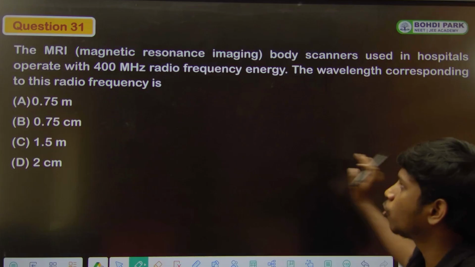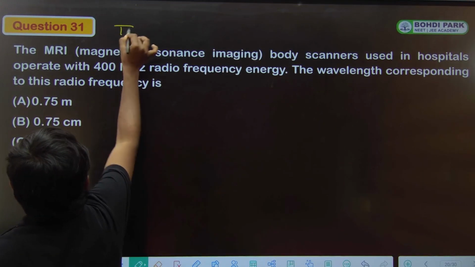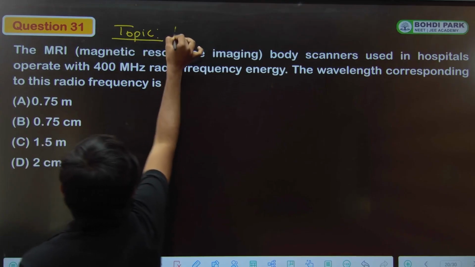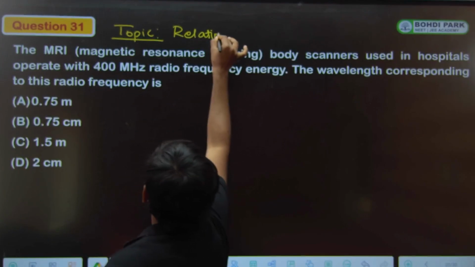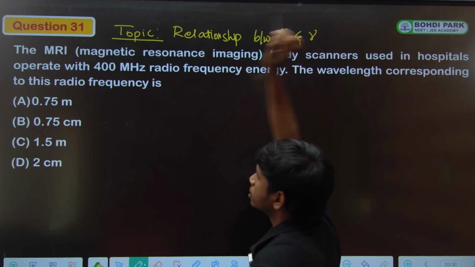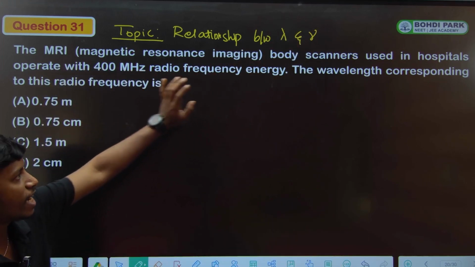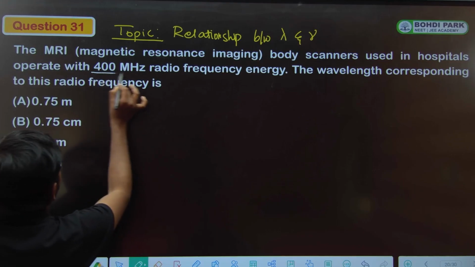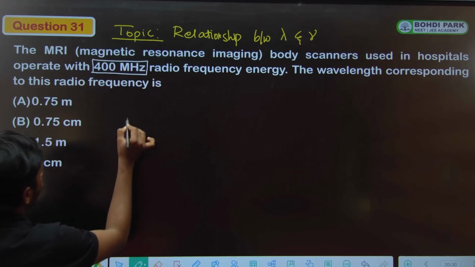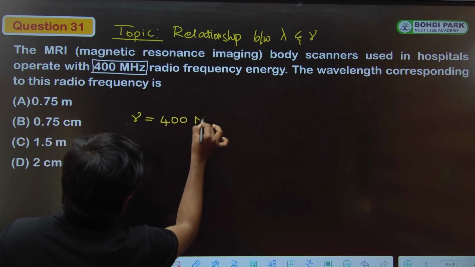Our first question for today is from a topic called relationship between lambda and mu, relationship between wavelength and frequency. Okay, first, what is the question? The MRI body scanners used in hospitals operate at 400 megahertz. இதோட frequency எவ்வளவு கொடுத்திருக்காங்க? 400 megahertz கொடுத்திருக்காங்க. மெகானா எவ்வளவுப்பா?